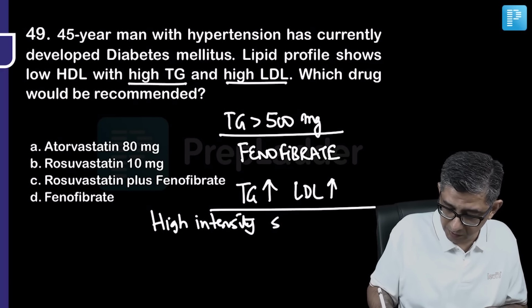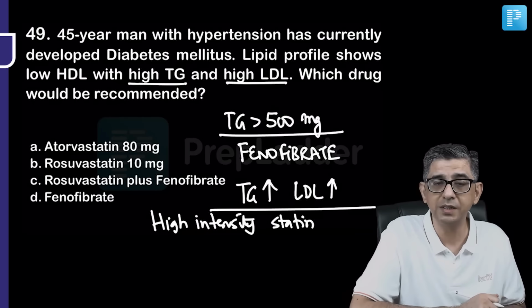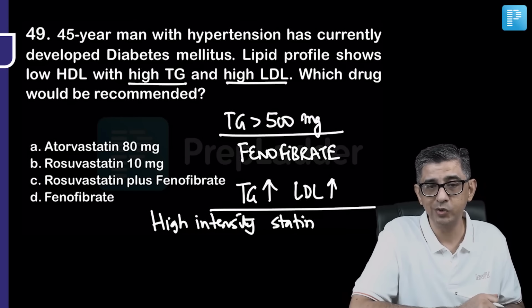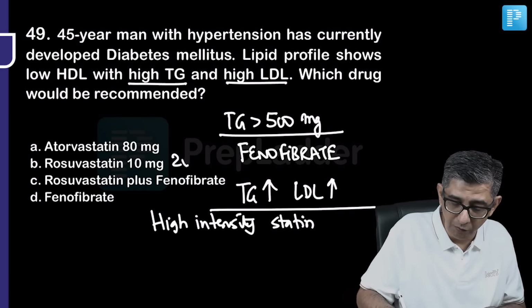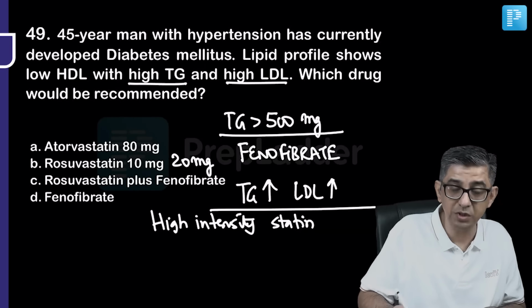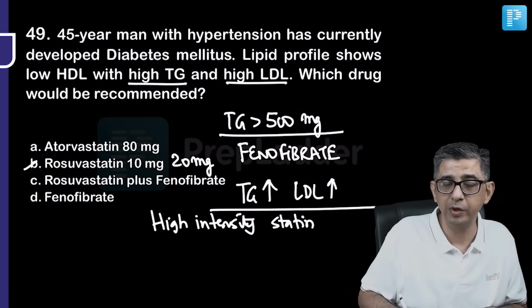Now there are two statins given in this question, that is atorvastatin and rosuvastatin. Which will I select? The high intensity statin dosage for atorvastatin is 80 mg, for rosuvastatin it is 20 mg. The answer to this question is not B because the rosuvastatin dose is given to be 10 mg, it should be 20.